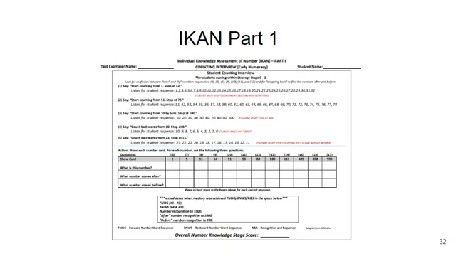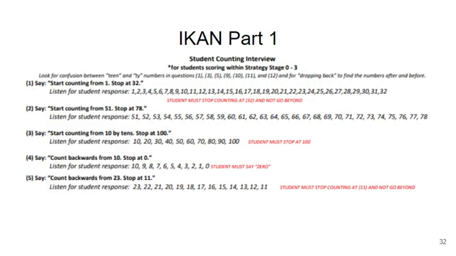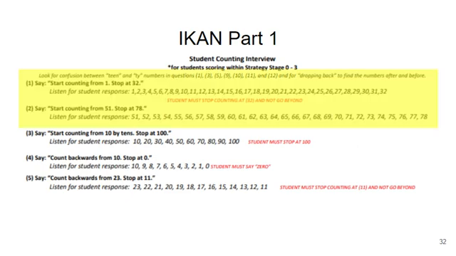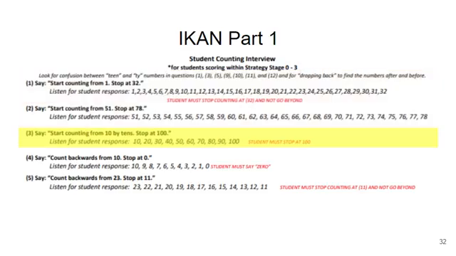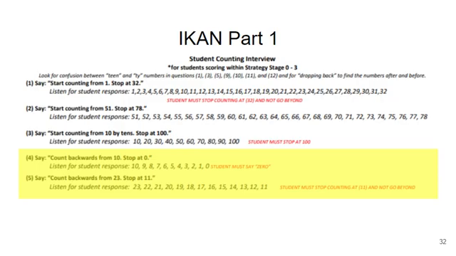The IKAN Part 1 consists of some tasks that measure fluency with the number sequence. The first 5 prompts ask students to start counting at a given number and stop counting at a given number. There are 2 prompts for forward counting, 1 prompt for skip counting by tens, and 2 prompts for backward counting.